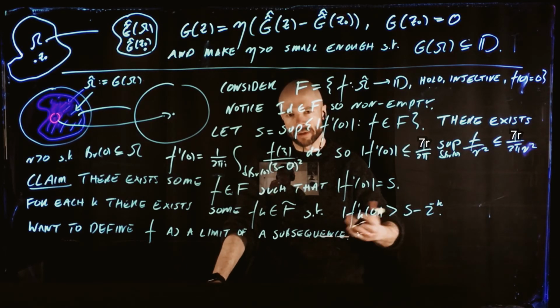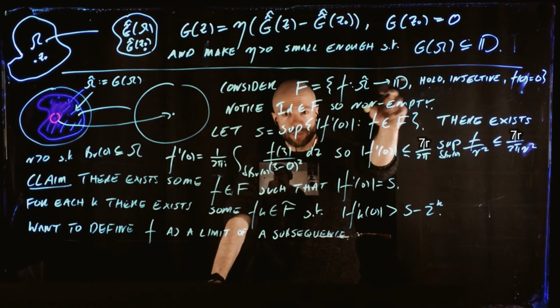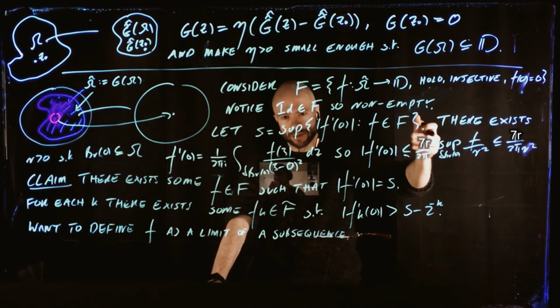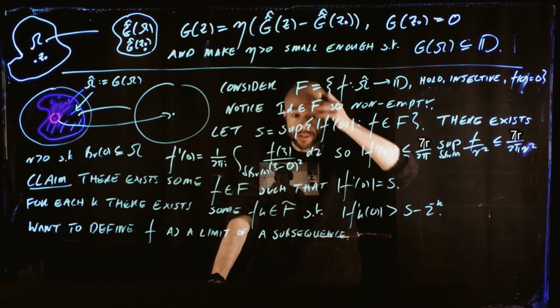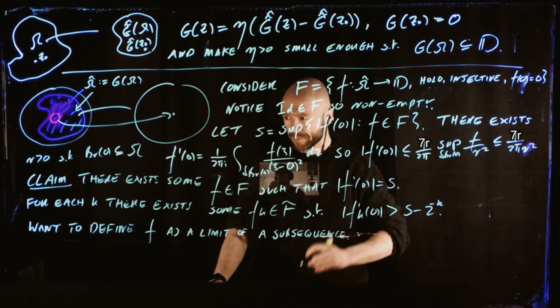What was the one hypothesis we needed on our family of holomorphic functions to make sure that they were normal? Equibounded? Is this an equibounded family? They're very much equibounded, right? They're all mapping into the unit disk, so the absolute value is always less than 1. So it's an equibounded family. So this is a normal family, so we can extract a subsequence that converges.